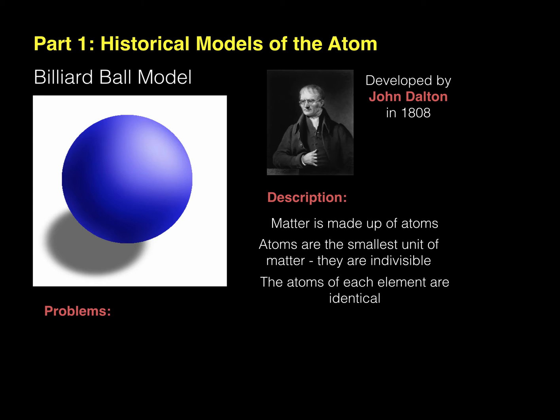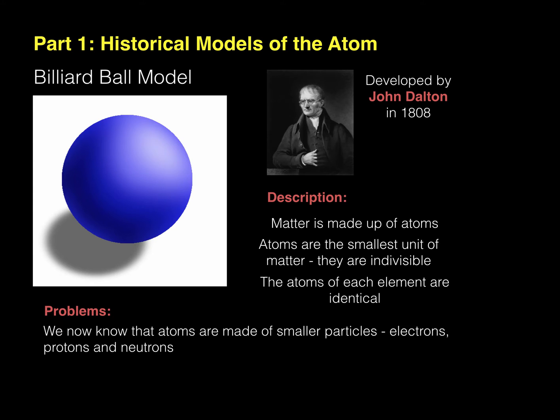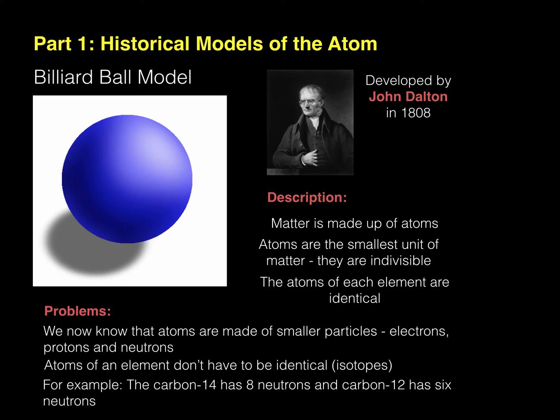We know now there are some problems with this model. We know now that atoms are made up of smaller particles, electrons, protons, and neutrons. We also know that atoms of an element don't have to be identical. We have things called isotopes. For example, carbon-14 has 8 neutrons and carbon-12 has 6 neutrons, but they're both carbon.